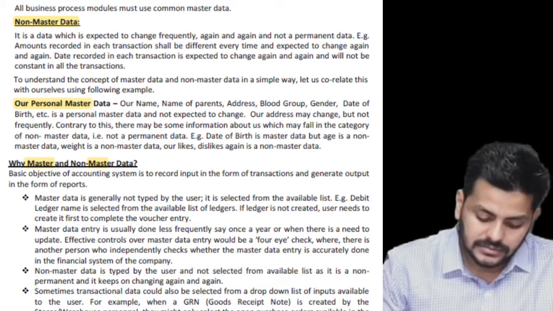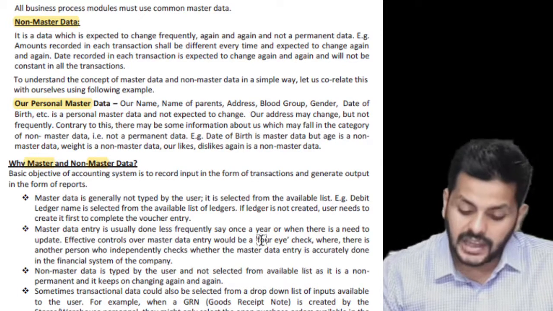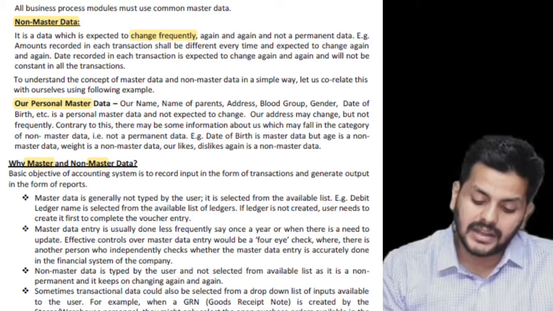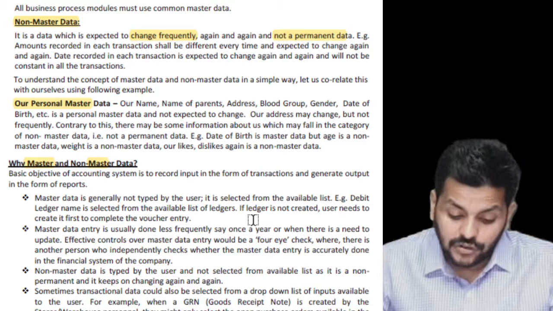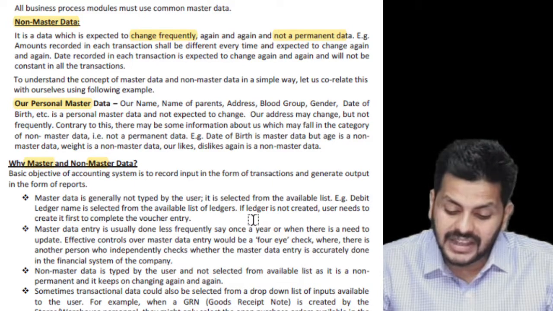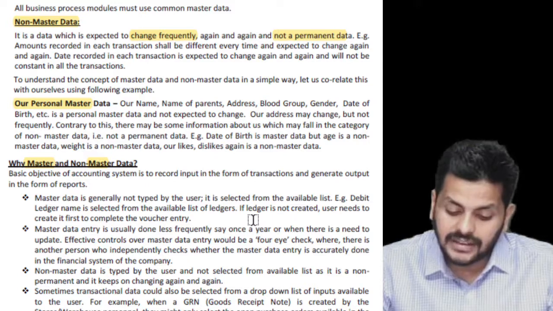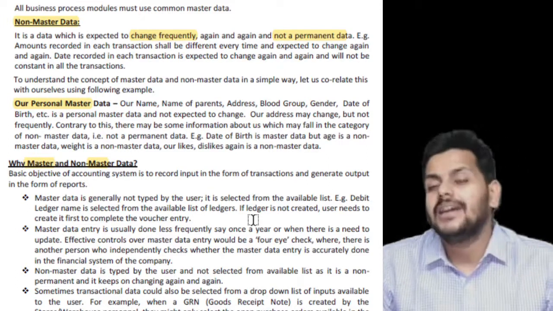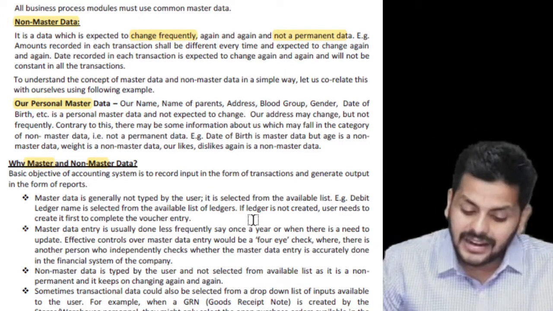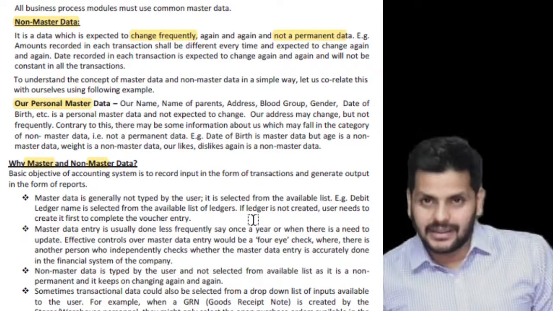Non-master data is data which is expected to change frequently, again and again, and is not permanent data. Amounts recorded in each transaction shall be different every time. The date recorded in each transaction is expected to change again and again, and will not be constant in all the transactions.